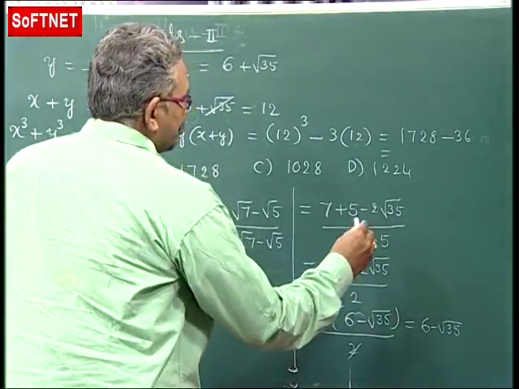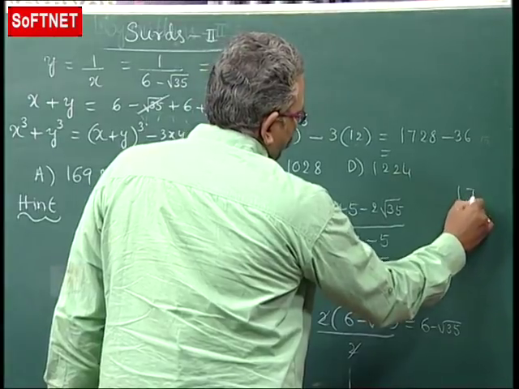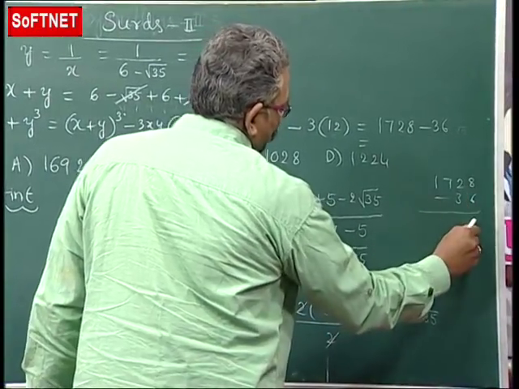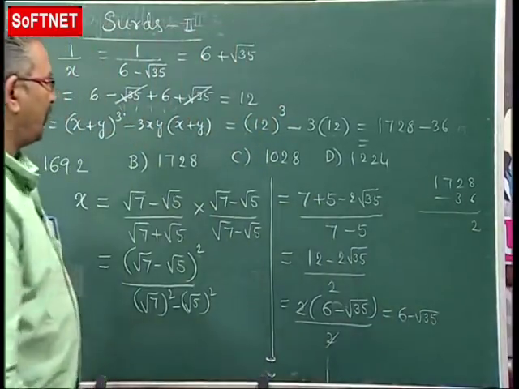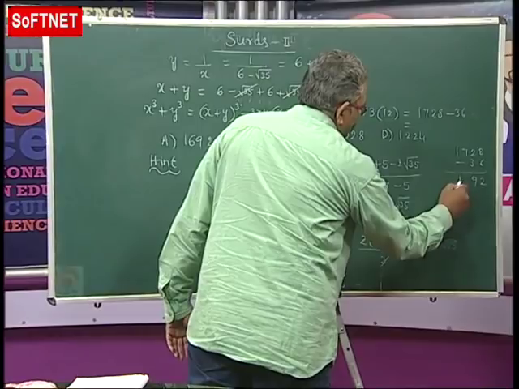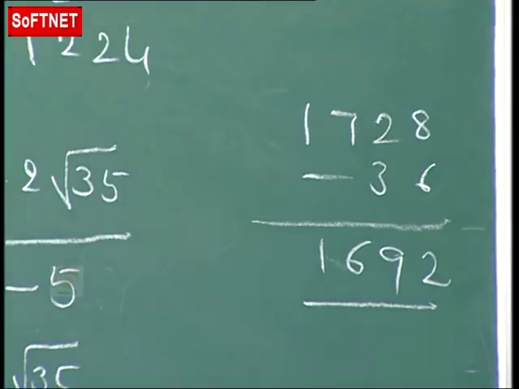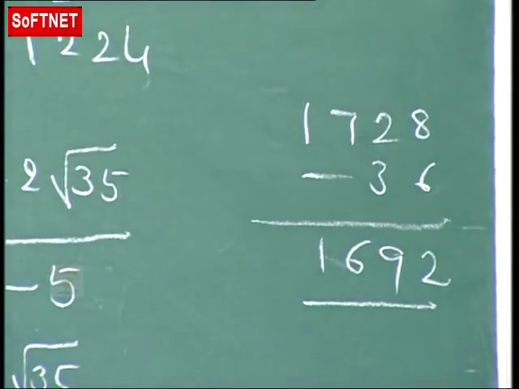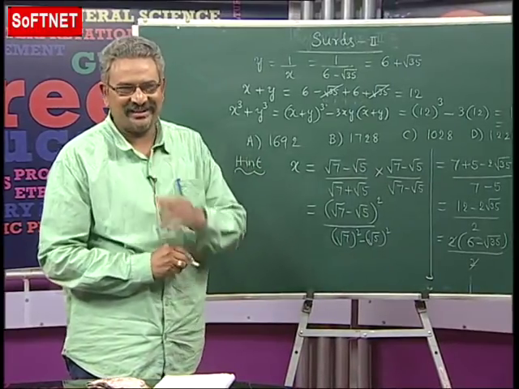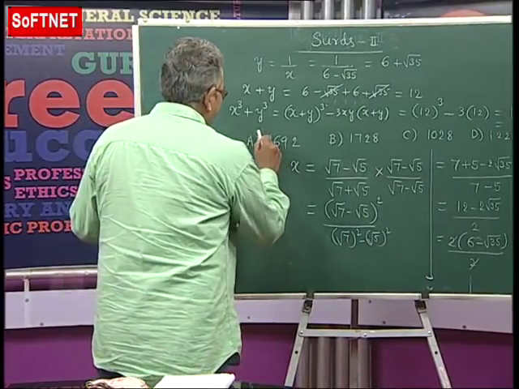So how much will you be getting? 1728 minus 36, so 1692. Which is the right option? Yes, you are correct. Now A is the right answer.